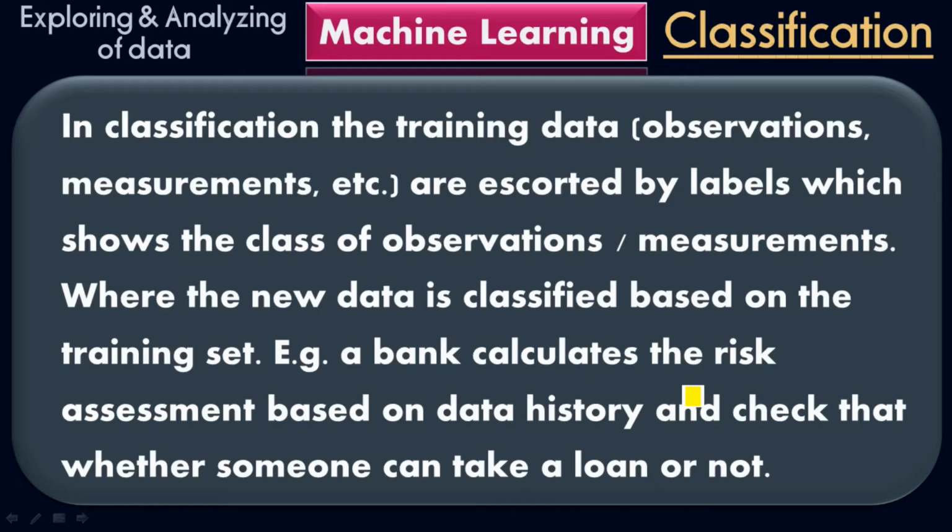So in classification, we put the training data into the machine model. This training data has proper labels, proper information, proper tags, which keep information. And based on those proper labels of the training data, we can classify the new data into proper classes. As I gave you an example, a bank calculates the risk assessment based on the data history.